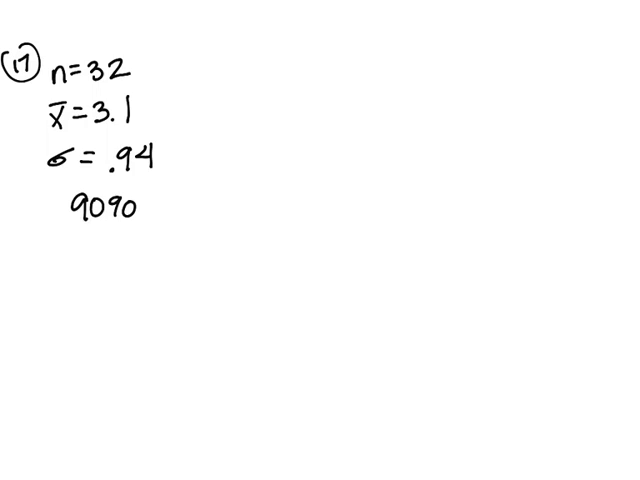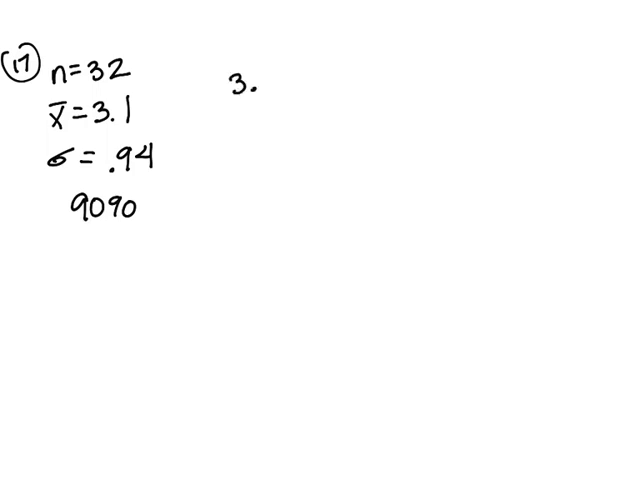17. Still a confidence interval. We got a sample of 32, and it says the sample mean is 3.1 minutes. And assume the population standard deviation is 0.94. Construct a 90% confidence interval.